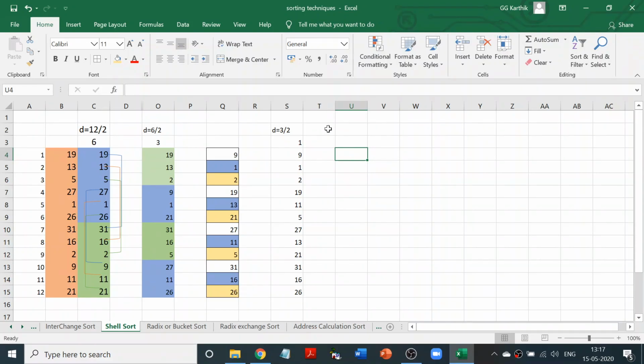One more doubt I usually get from students here: 3 by 2, you can say it is 1.5. Should we take it as 2 or as 1? You can do it in both ways. If I take it as 2, it is fine, there will be one more step, that's it. If I take it as 1 also, it is fine, you will reach this last stage. So you can try both. Let us say 3 by 2 is 1.5, and I'm going to round it off to 2.